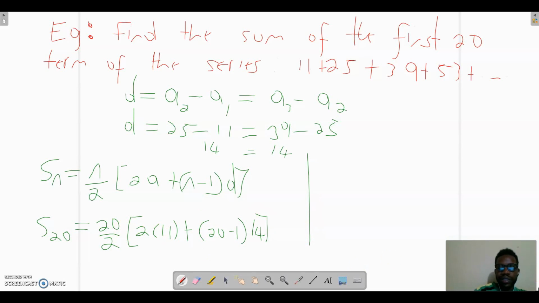So we would have 20 over 2, which is 10. Alright, we could actually work out all the brackets and then we multiply. Bracket works out to be 288. So when I multiply this, I'm going to get 2,880. So if I were to add up the first 20 terms in the series, I would end up with 2,880 as my answer.